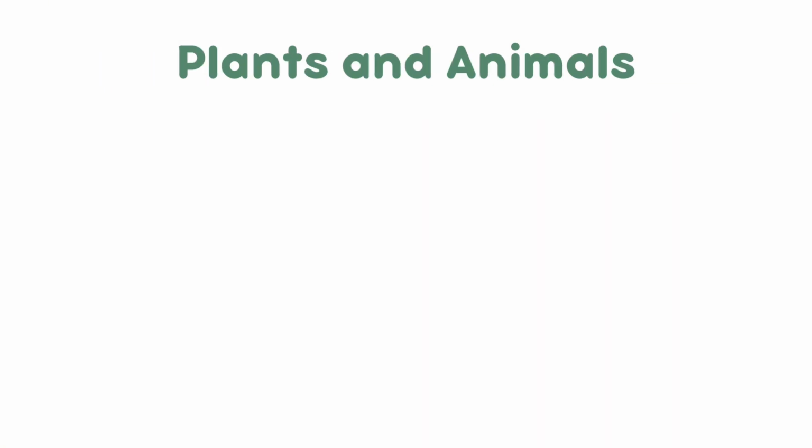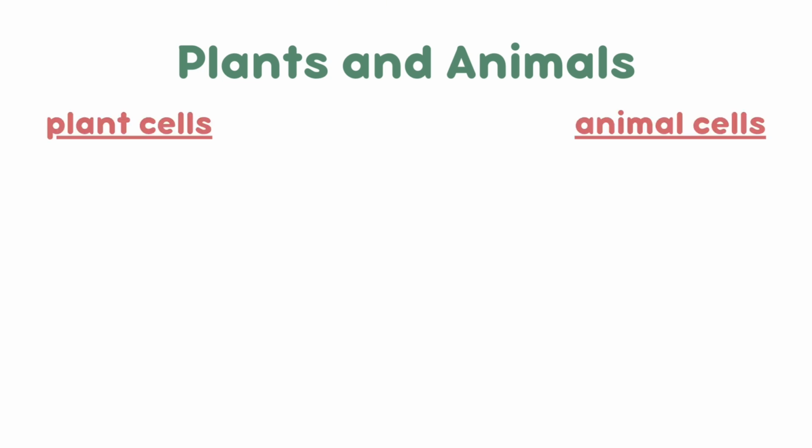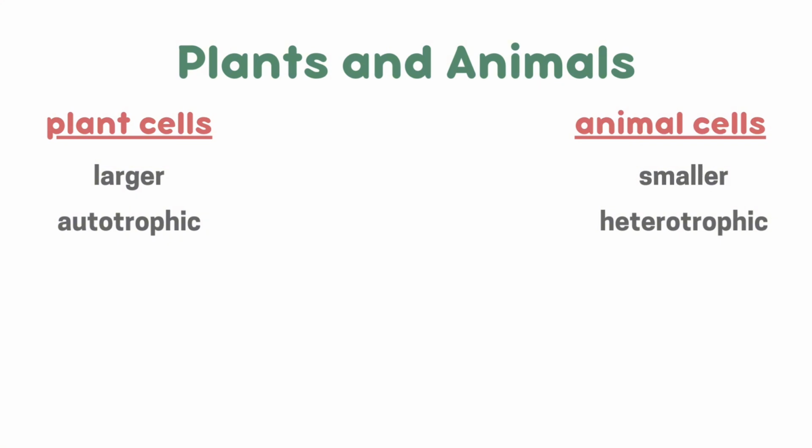First, we're going to do a very quick overview of the differences between plant cells and animal cells, not including their organelles. Firstly, plant cells tend to be larger than animal cells. Plant cells can reach up to 100 micrometers in length, compared to animal cells which can only reach about 30 micrometers in length. Secondly, plant cells are autotrophic and animal cells are heterotrophic.